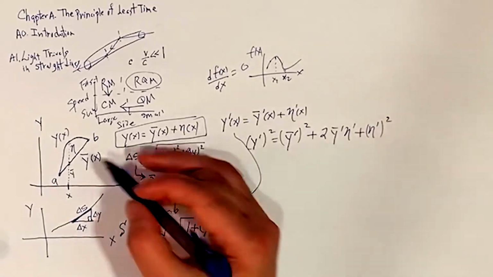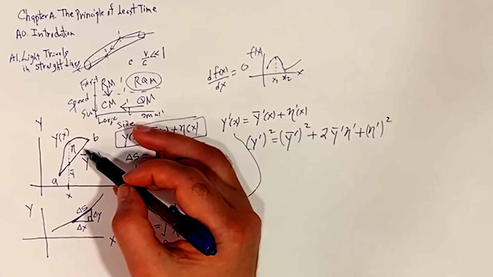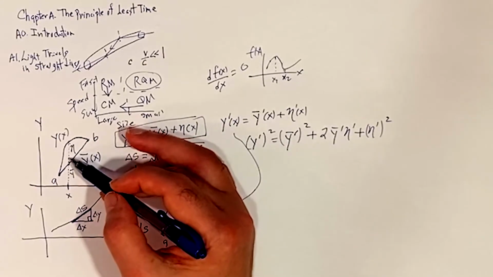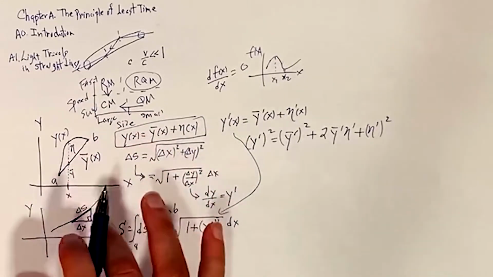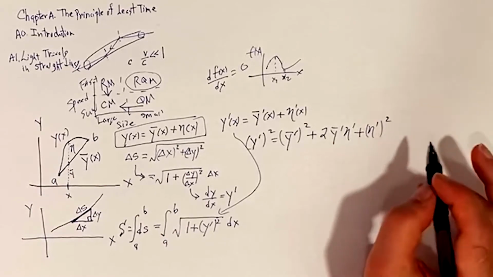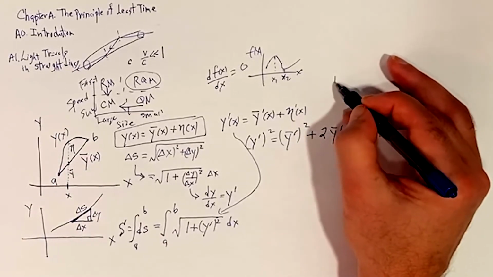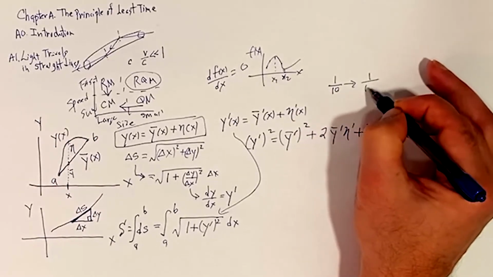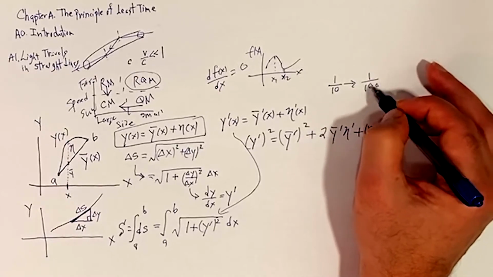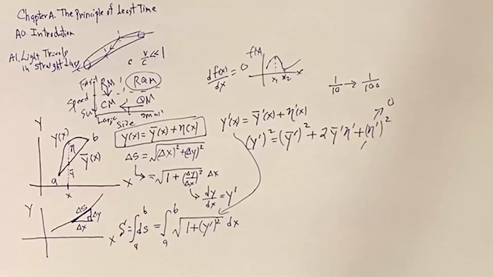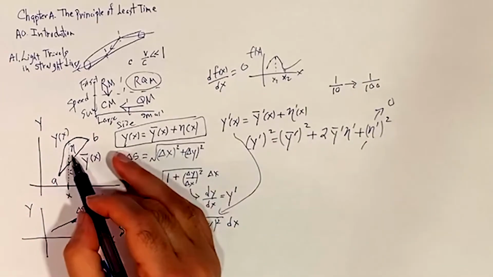Now, when you get close to the desired solution, eta is going to be small. So as eta gets small, as we approach the correct solution, here is a small quantity that's squared. If you have a small quantity, like 1 over 10, and you square it, you get 1 over 100. That's extra small, so we're going to neglect this. And as we get closer and closer to the desired result, eta is going to approach 0.